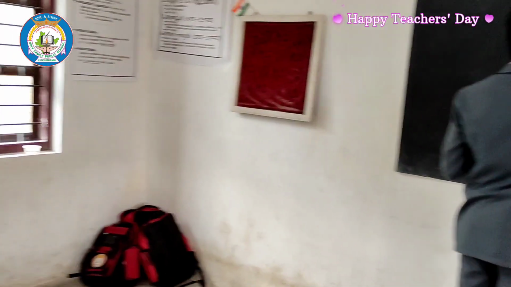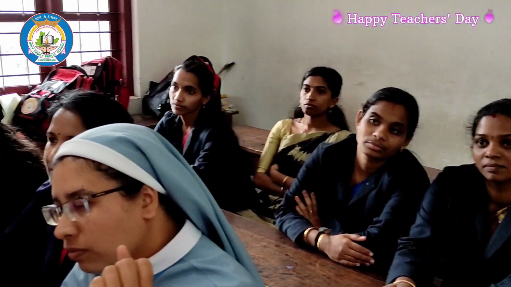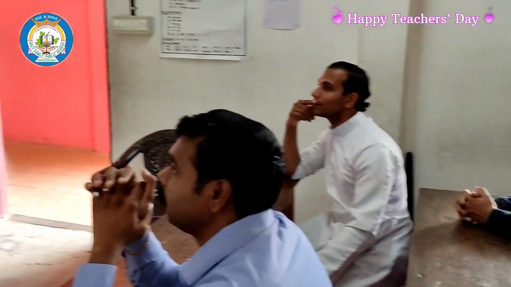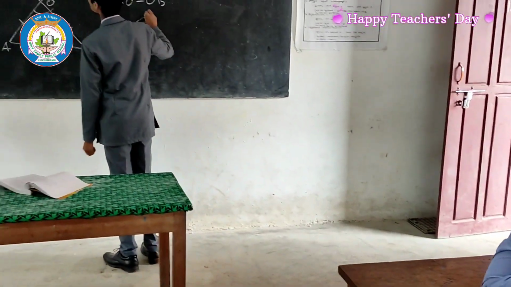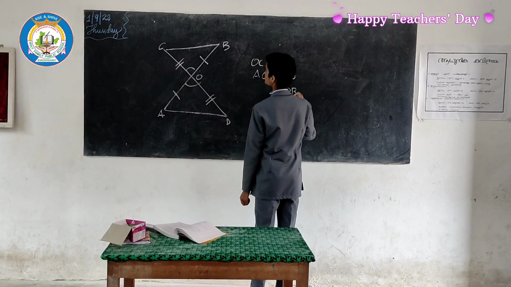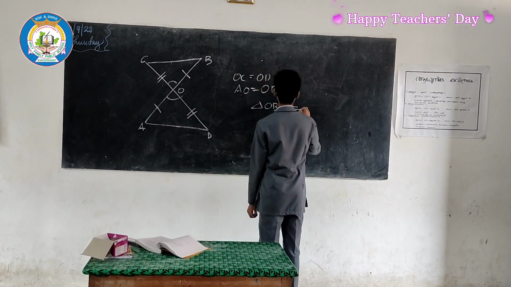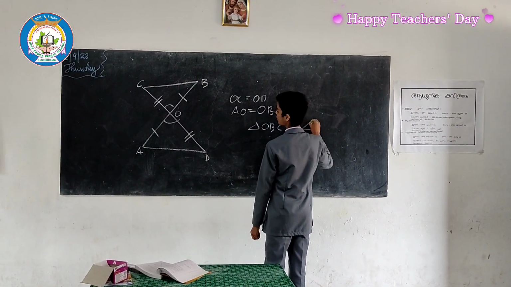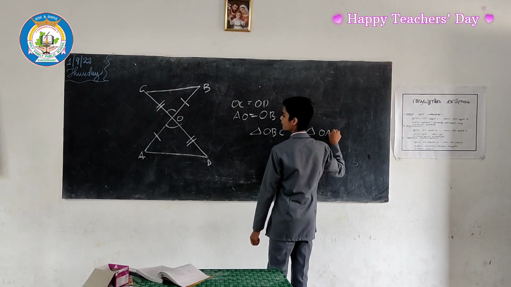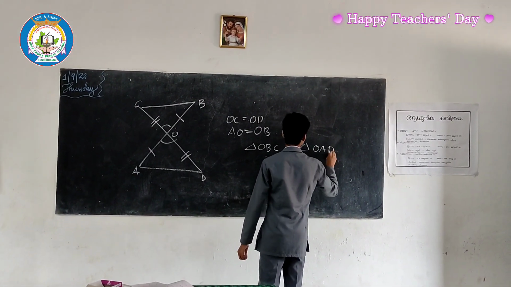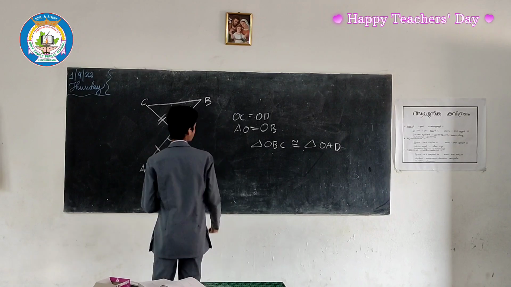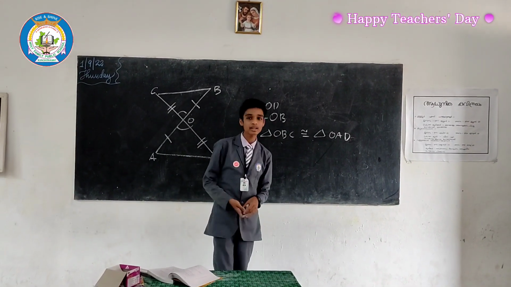In this question, we are given that OC is equal to OD and AO is equal to OB, and we are asked to prove that triangle OBC is congruent to triangle OAD.